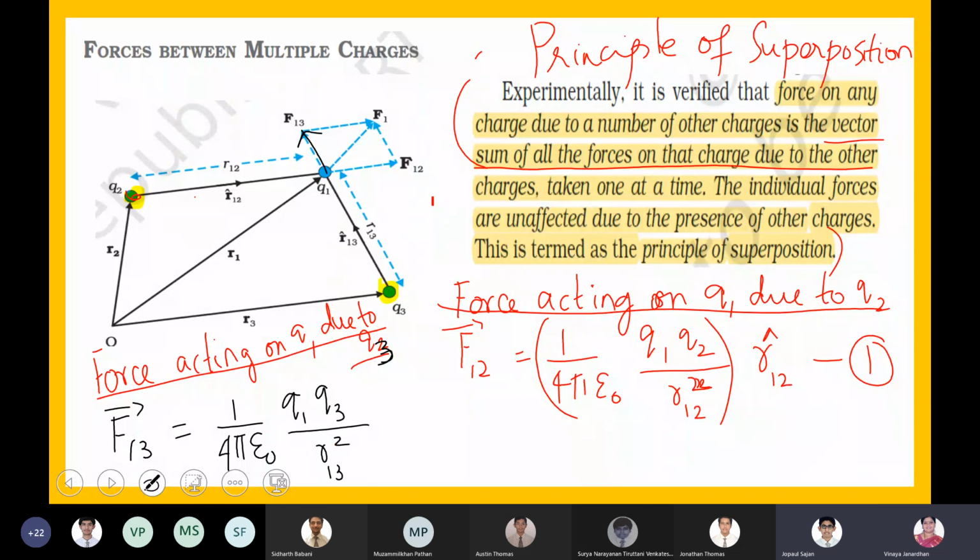And what is the unit vector along this direction, from Q3? Because the force is acting from Q3 to Q1. What is the unit vector along that direction? R13 cap. Is that fine, boys?